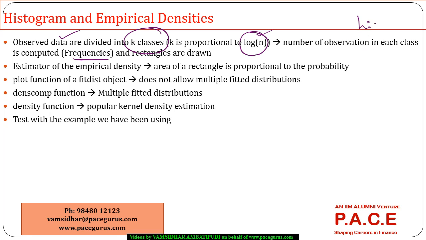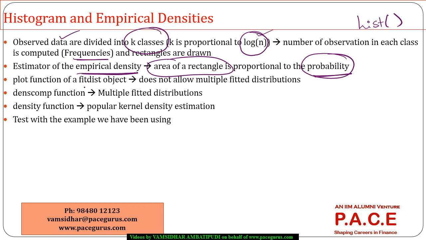So we have a direct function called hist, which takes care of plotting the histogram for any data set. A histogram is an estimator of empirical density, wherein the area of each rectangle is typically proportionate to the probability of occurrence of the data in that interval.